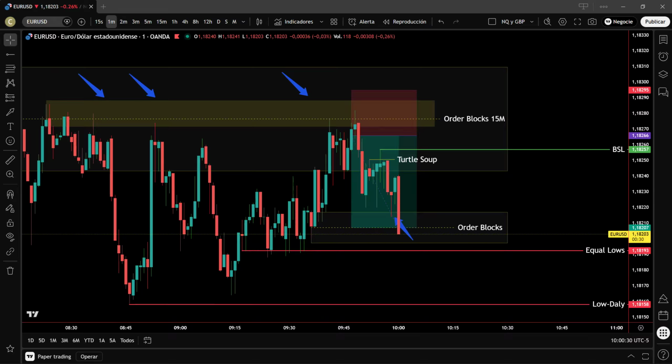As we can observe in this final stretch of the 1-minute chart, the strategy has played out with institutional precision. Following the turtle soup formation and the final rejection at the order block, price has accelerated its decline, breaking through the last intraday support levels. This analysis demonstrates that trading is not about guessing the future, but about interpreting the footprints left by institutions through liquidity and order blocks. I hope this tutorial has been highly useful in improving your technical vocabulary and market perspective.